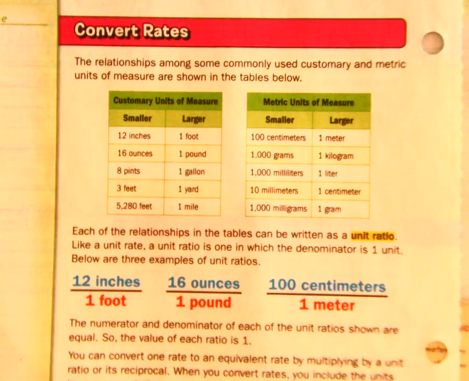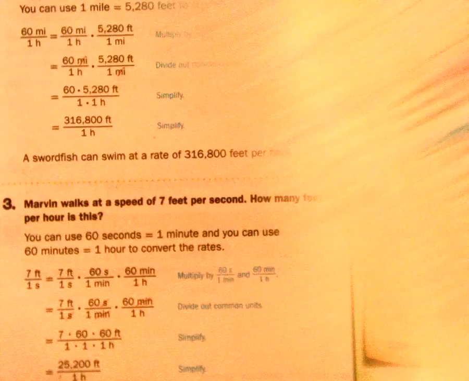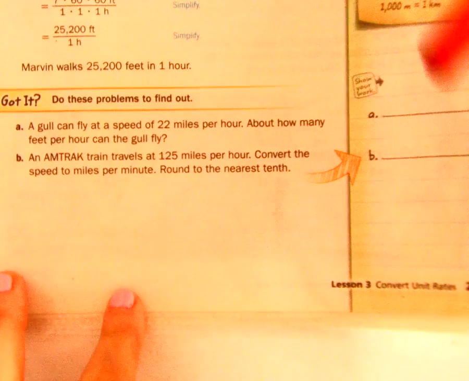Each of the relationships in the table can be written as a unit ratio. Like a unit rate, a unit ratio is one in which the denominator is 1 unit. And the process of including units of measure as factors when you compute is called dimensional analysis. So if we look at a couple examples here.